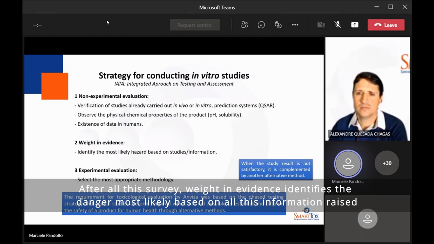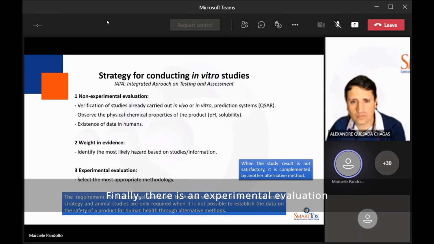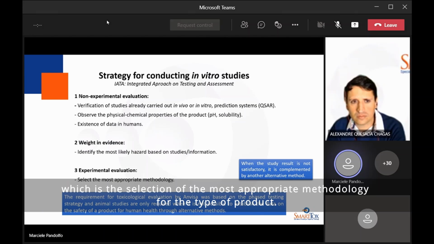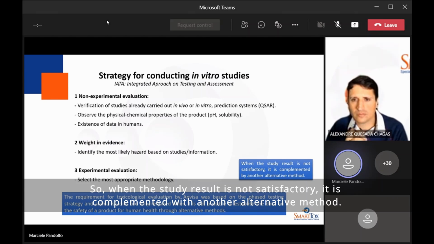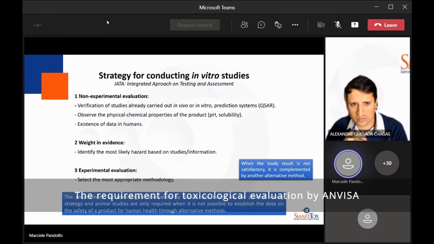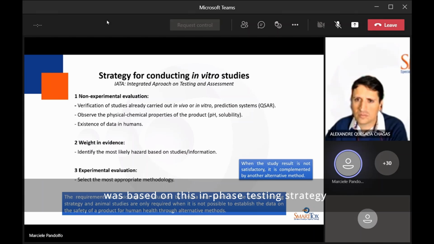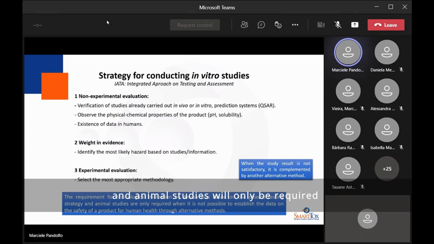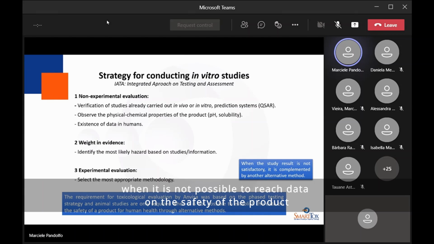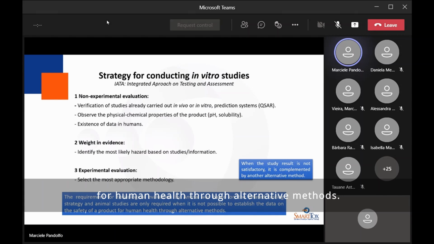Após todo esse levantamento, é realizado o peso em evidência, que identifica o perigo mais provável com base em todas essas informações levantadas. Por último, então, tem a avaliação experimental, que é a seleção da metodologia mais apropriada para o tipo de produto. Então, quando o resultado do estudo não for satisfatório, complementa-se com outro método alternativo. O requerimento para avaliação toxicológica pela Anvisa foi baseado nessa estratégia de teste em fase, e os estudos com animais somente serão exigidos quando não for possível chegar aos dados sobre segurança do produto para a saúde humana por meio dos métodos alternativos.